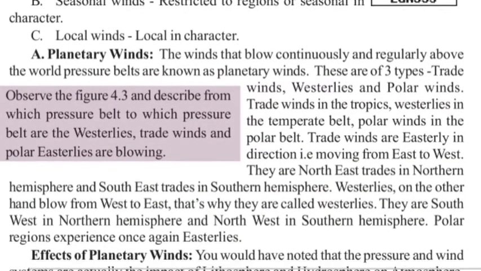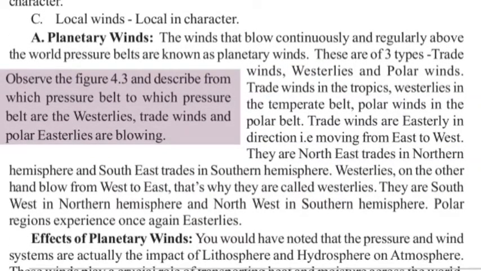Now, we already discussed the three kinds of winds. Planetary winds are again divided into three types. First one is trade winds, second one westerlies, and third one polar winds. Trade winds lie in the tropics. Westerlies lie in the temperate belt. Polar winds lie in the polar belt. Understand? Look at this picture. Yes, you can understand this.